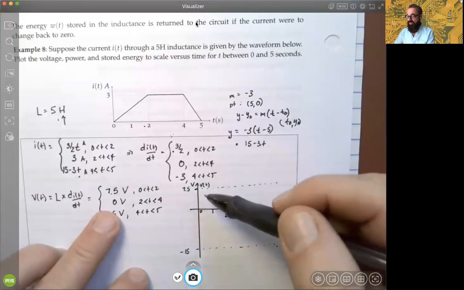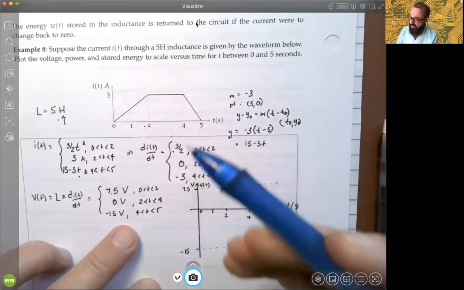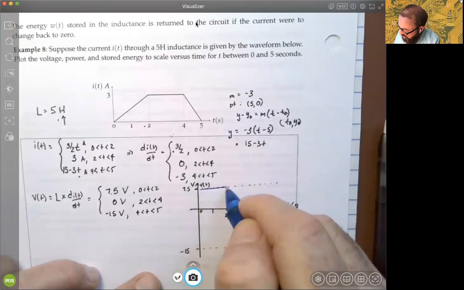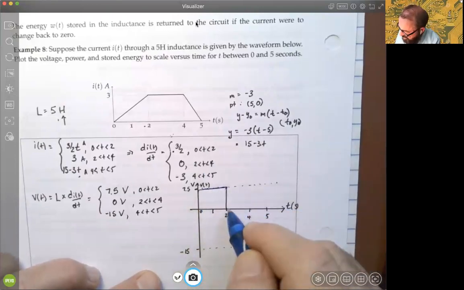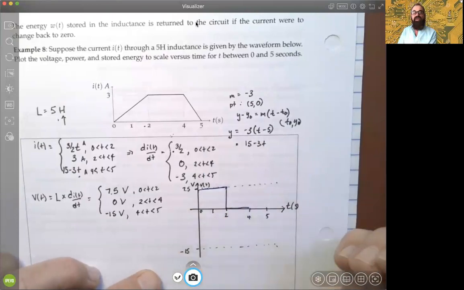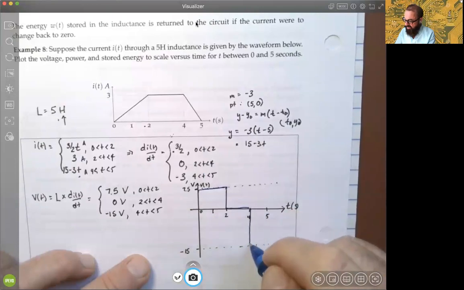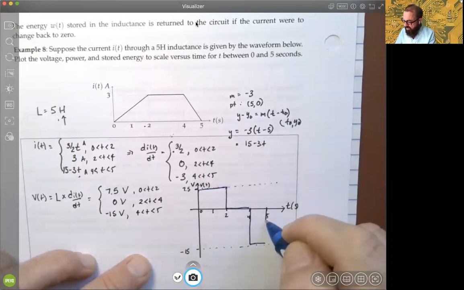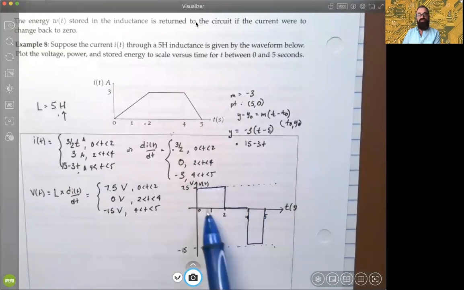What's going to happen, it's constant between 0 and 2. And so maybe I'll change colors here to make it a little bit more obvious. So here we go. From 0 to 2, it's there. Then it drops to 0 between 2 and 4. And then what happens below, it drops right to -15 and then stays there to 5. We haven't gone farther than 5 because we're only given a current up till 5 seconds, right? So kind of snaggletooth there, right?